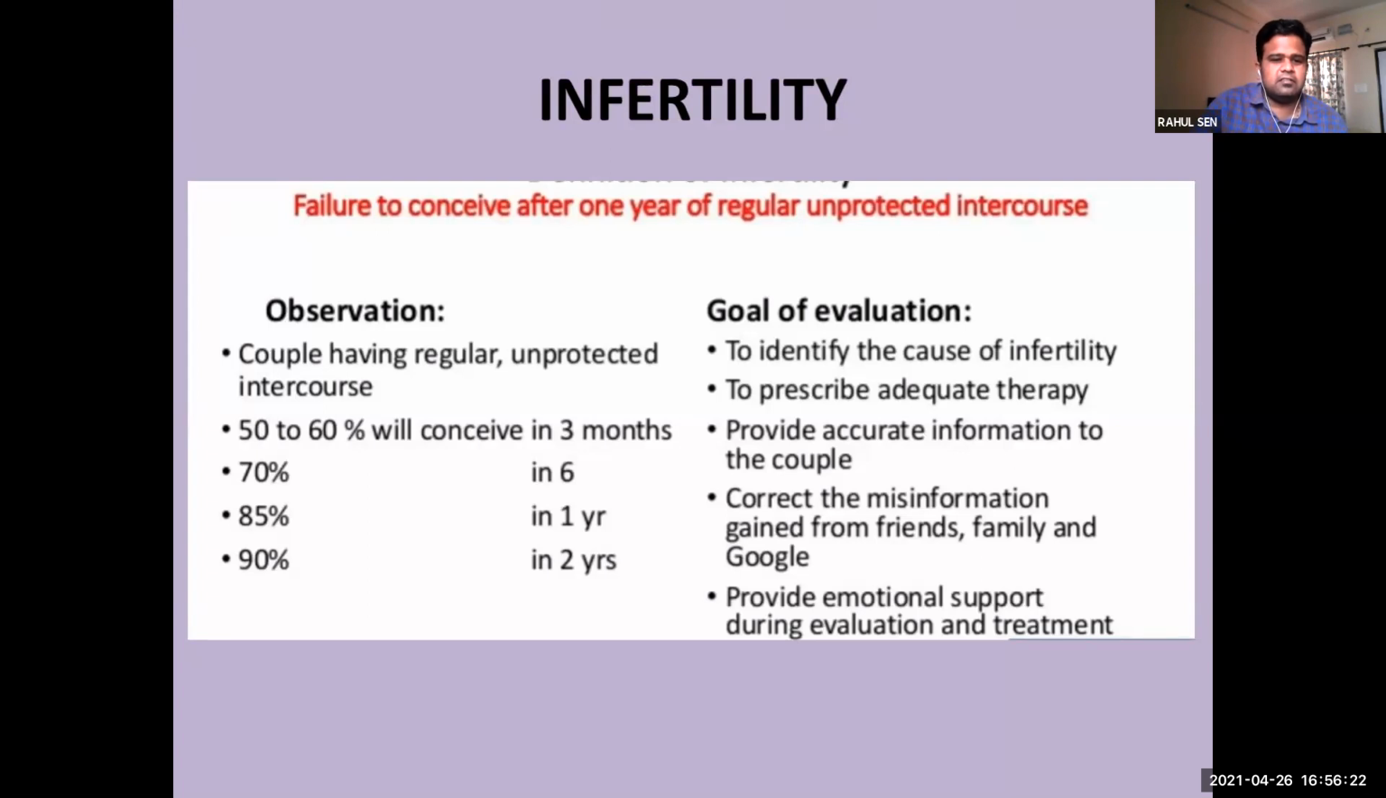to all of us? It is the failure to conceive after 1 year of regular unprotected intercourse. In that set of infertile conditions, our goal is to evaluate and identify the cause of infertility, to prescribe the adequate therapy, to provide accurate information to the couple, and with that accurate information, it is our moral responsibility to provide emotional support during and post evaluation and treatment.